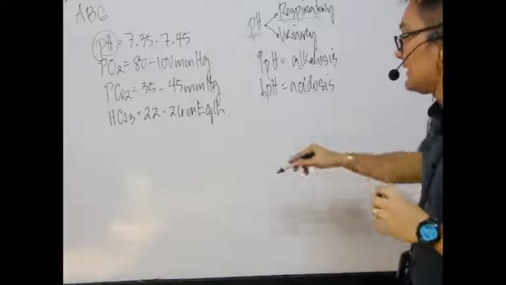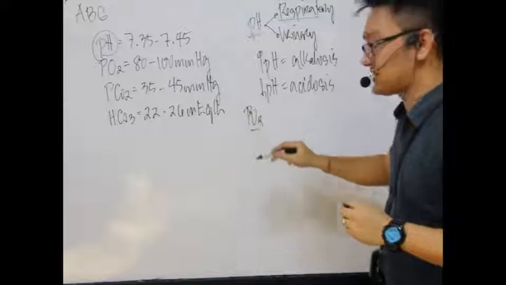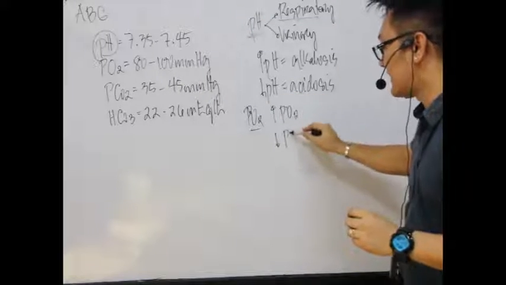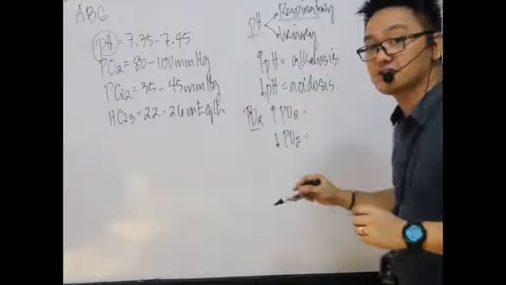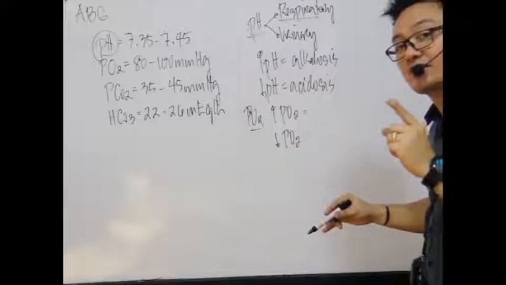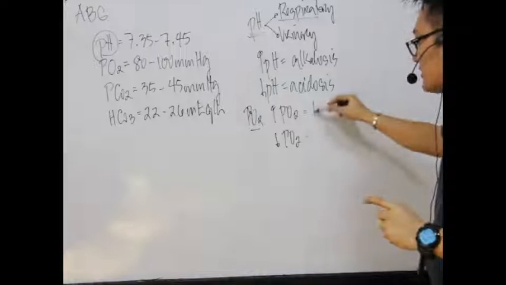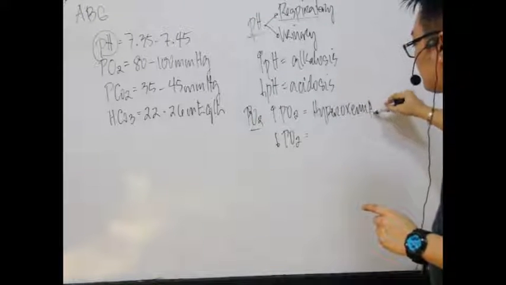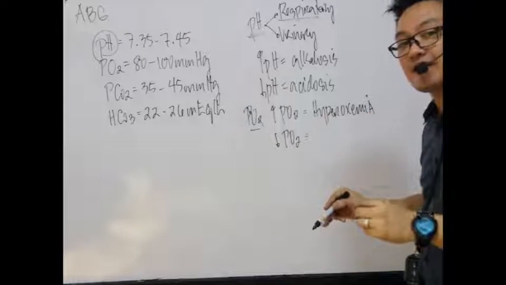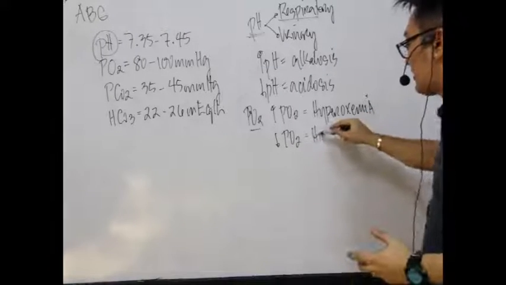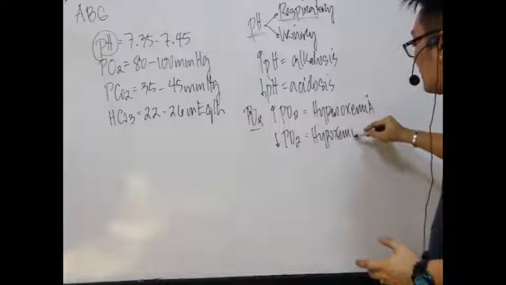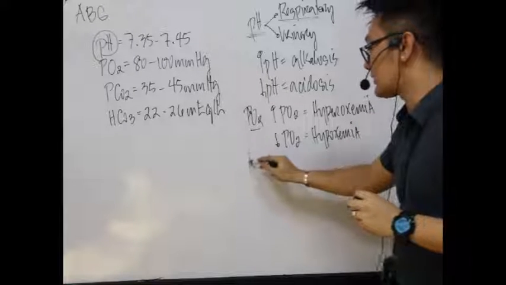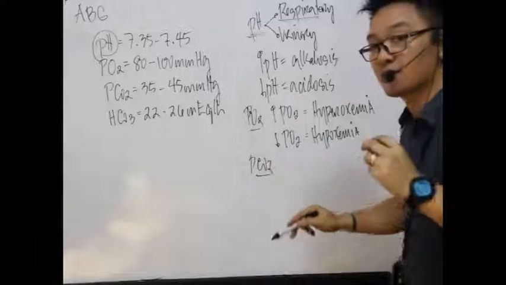Alright? Now, another thing is, of course, partial oxygen. Remember, if there is an increase in the partial oxygen, you call the condition as your hyperoxemia, right? A decrease in the partial oxygen, you call that as your hypoxemia. Can you follow?